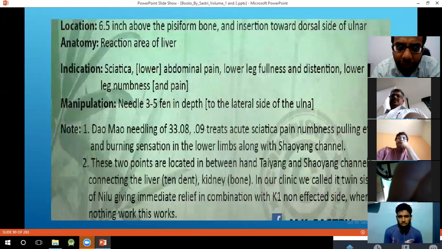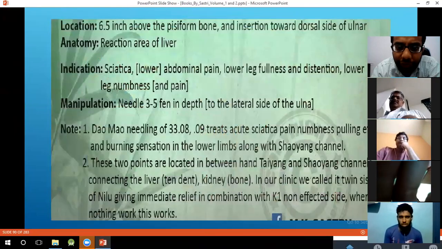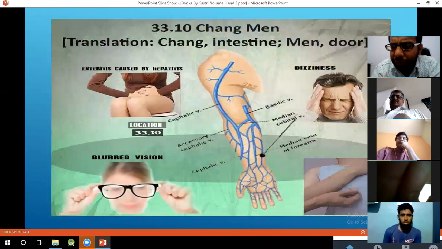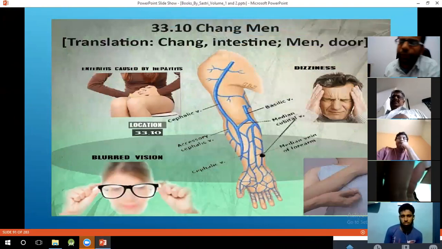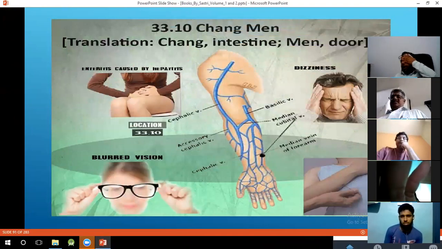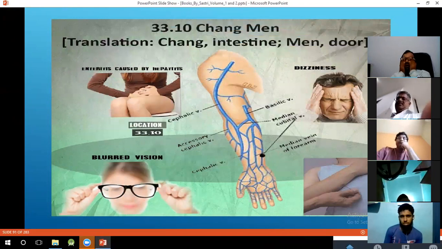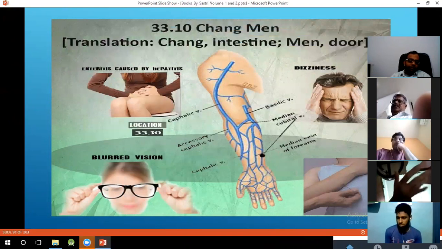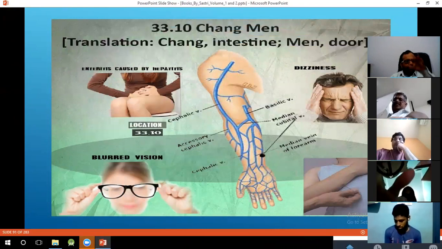The reaction area of this 33.08 is liver, lung, and heart, to the best of my knowledge. Generally, people say it's liver, but there are many different views. I have got results for skin problems and other problems from this. So I believe it is liver, lung, and heart. Whenever you see liver, it's associated with the lung, and it is associated with the heart. So you have to understand the balancing protocol, the balancing channels in this.